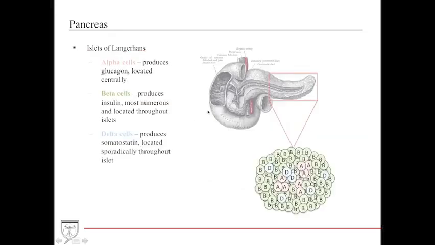Now, if we're going to talk about the pancreas and the endocrine and exocrine functions, it's important to talk about these regions, most numerous in the tail of the pancreas, called the islets of Langerhans. The islets of Langerhans are little islands of cells that contain alpha, beta, and delta cells. The alpha cells produce glucagon. The beta cells produce insulin, and the delta cells produce somatostatin. As you can see in these little islets, the beta cells are the most numerous. The delta cells are sporadically located and less numerous, and the alpha cells are more centrally located and still less numerous than the betas.